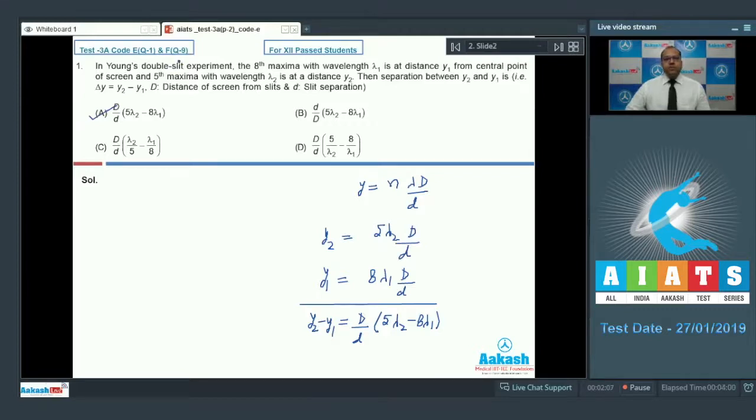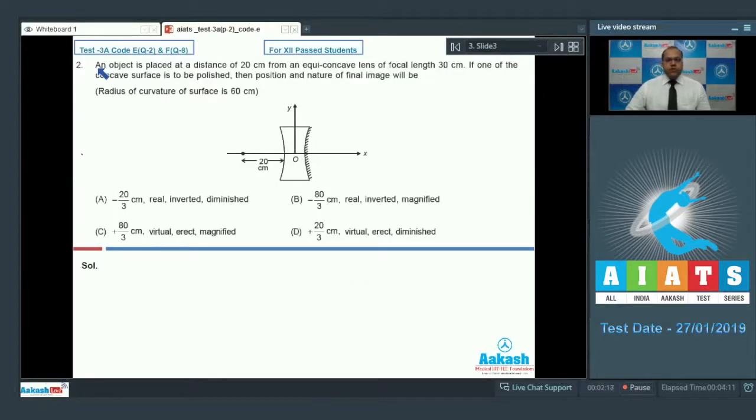Let's move to question number 2. In question number 2, an object is placed at a distance 20 cm from an equiconcave lens of focal length 30 cm. If one of the concave surfaces is to be polished, then position and nature of the final image will be, and it is given that radius of curvature of surface is 60 cm.